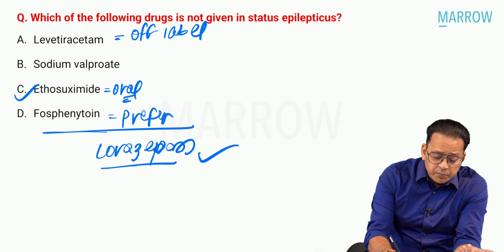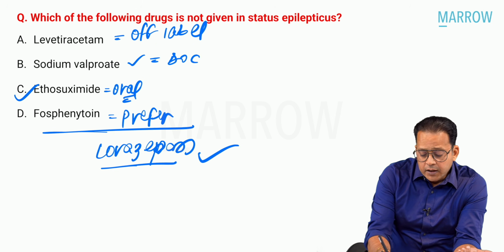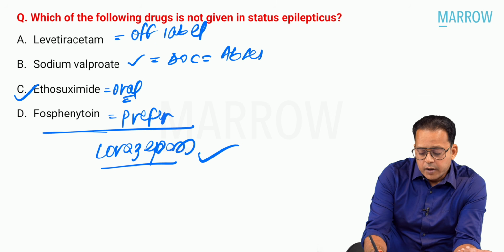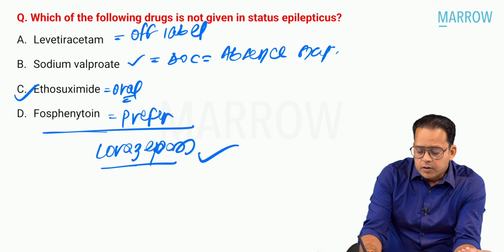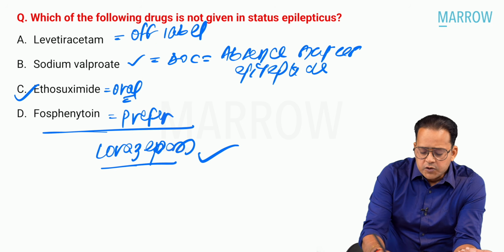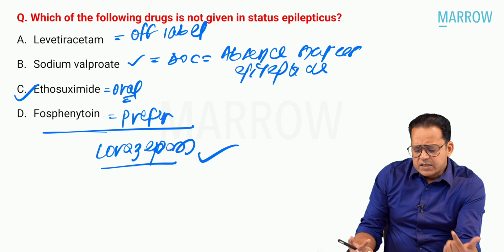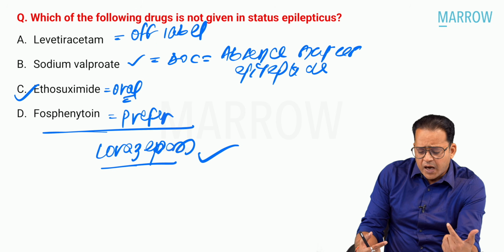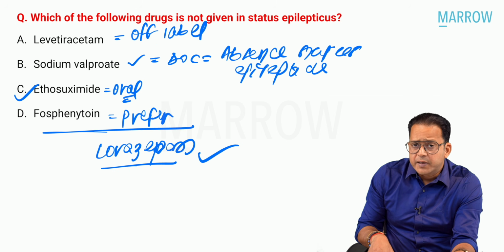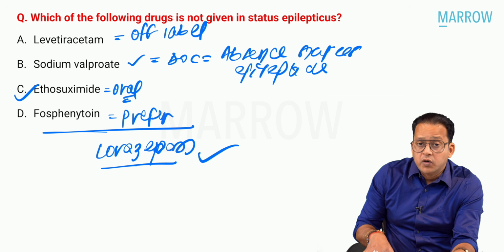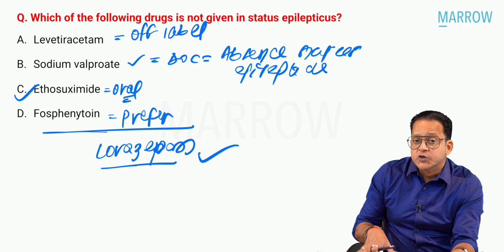Sodium valproate can be used. Specifically, it is drug of choice for absence status epilepticus. So it can be used. So ethosuximide is the answer. Again, this was not a difficult MCQ. The only use of ethosuximide, all of you know, is for long-term treatment of absence seizure in children, right?